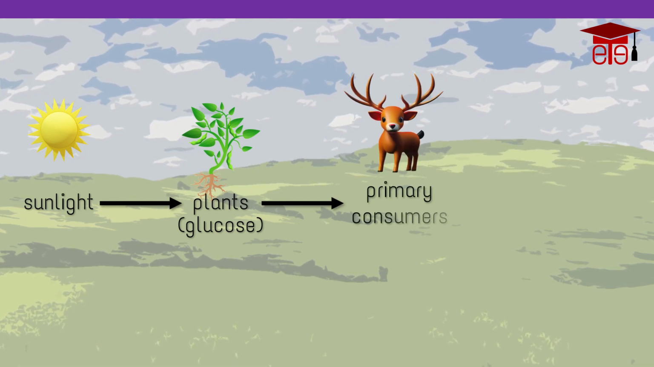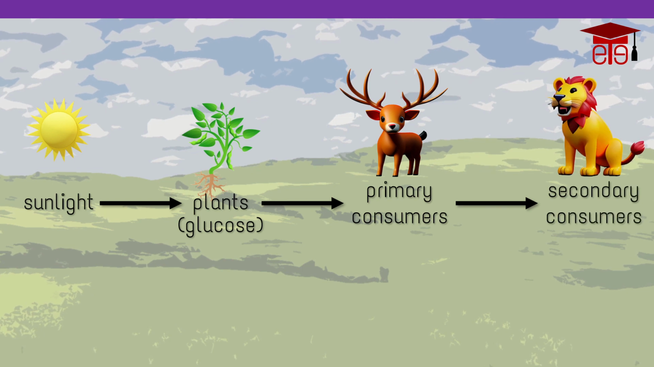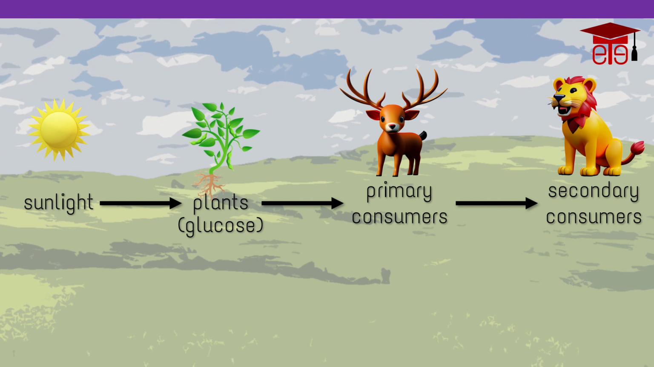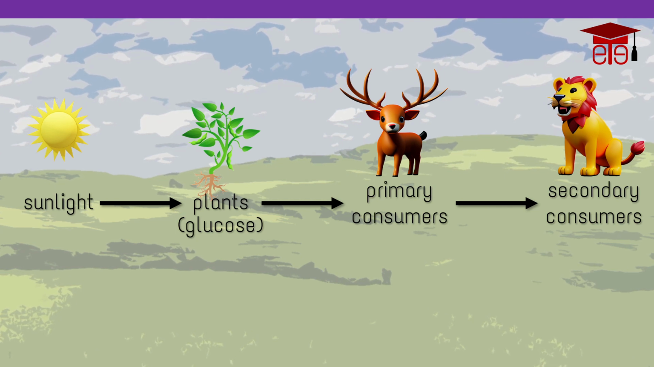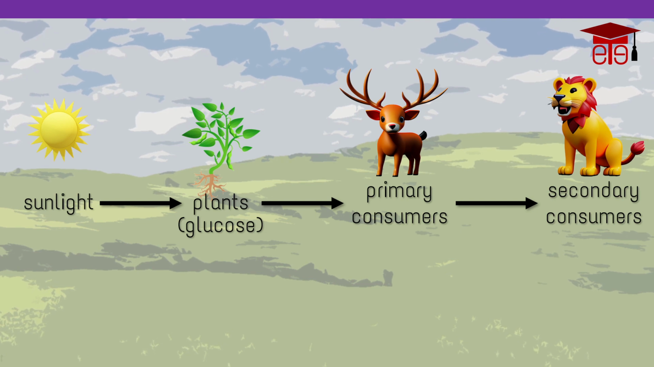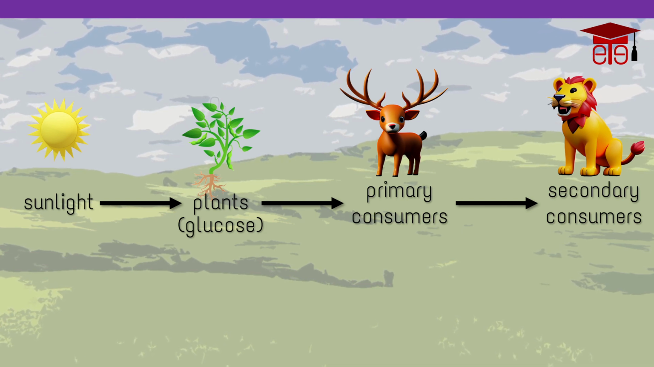When animals eat these plants, they get glucose, so plants are the source of energy for other animals. All the energy and all the food in the world comes from plants. A food chain can represent how this energy is passed along from one organism to another.